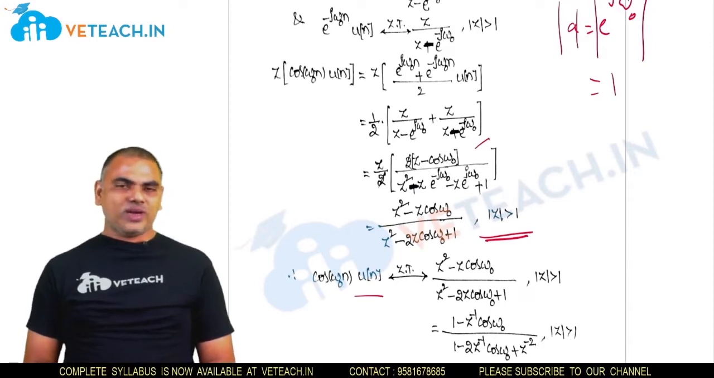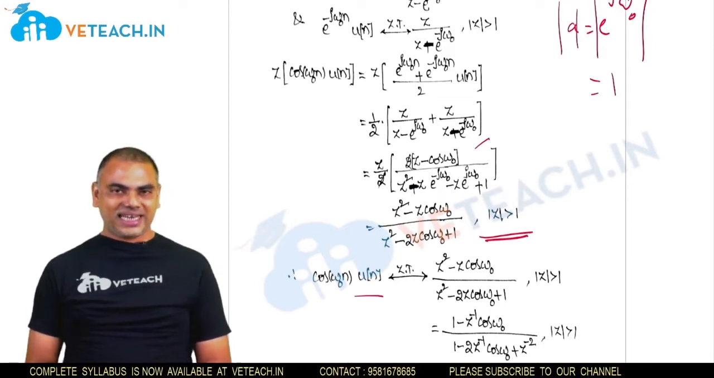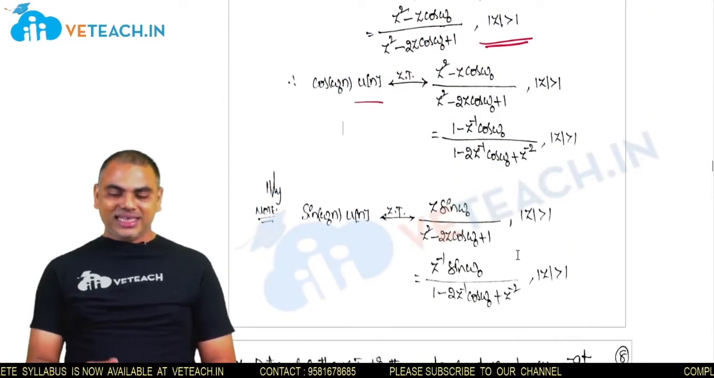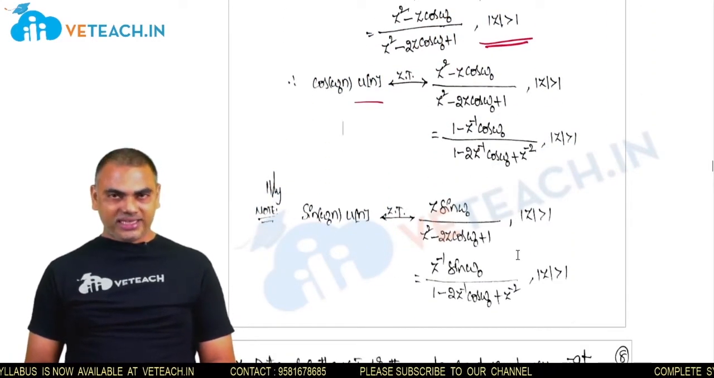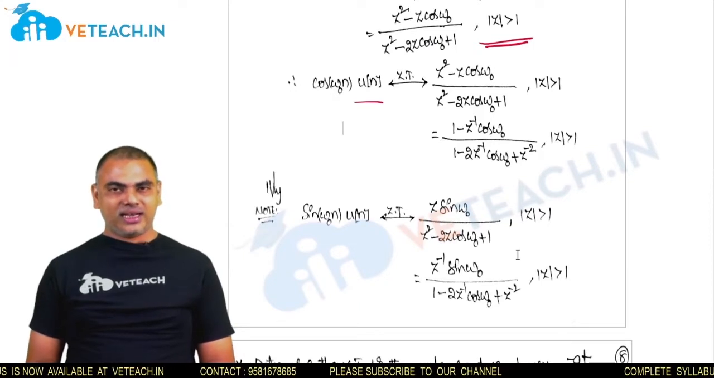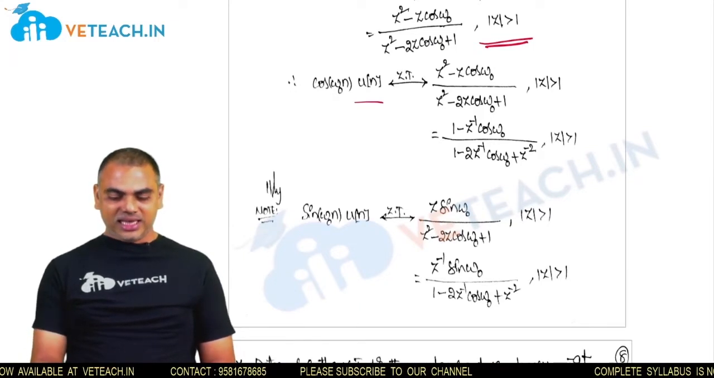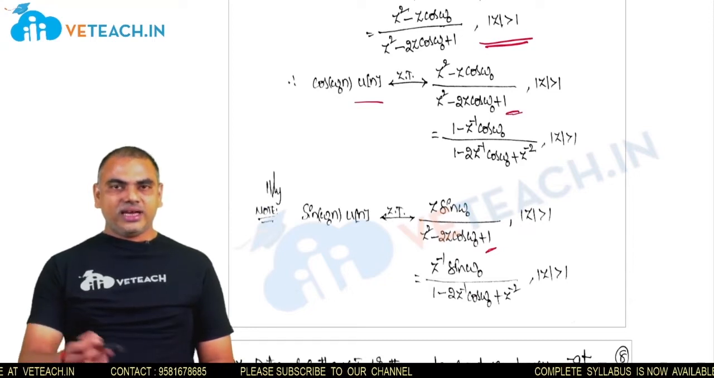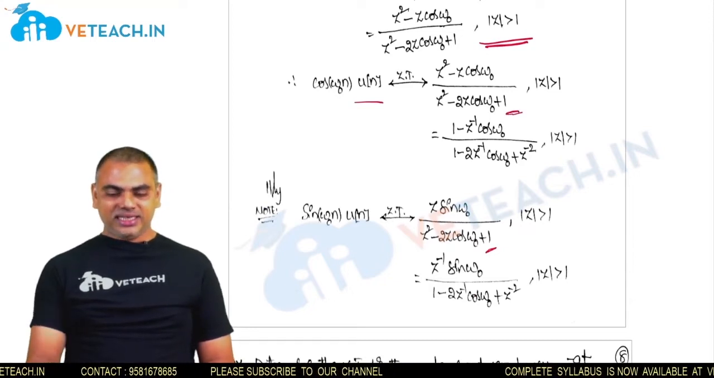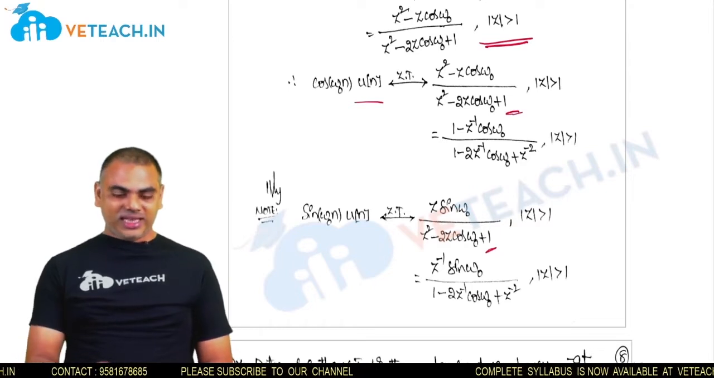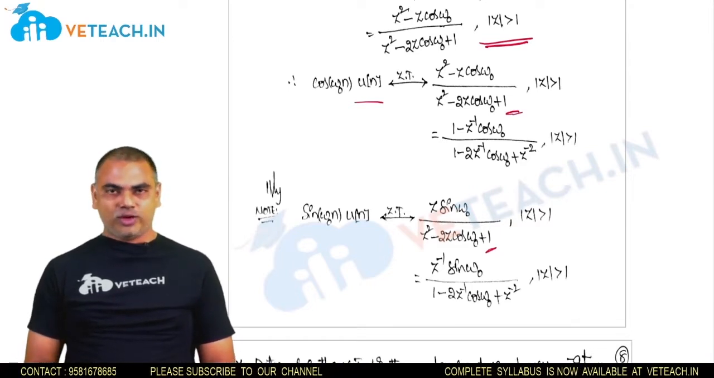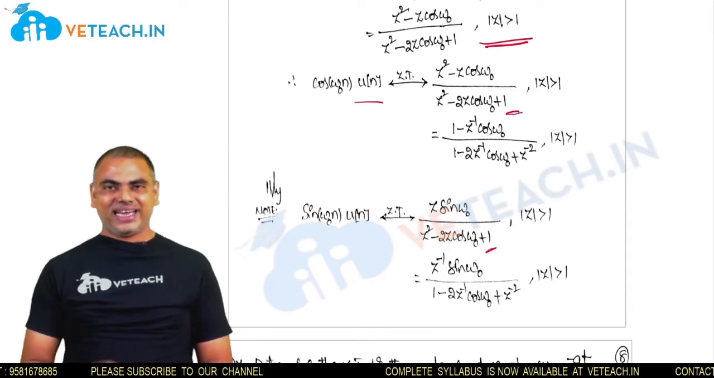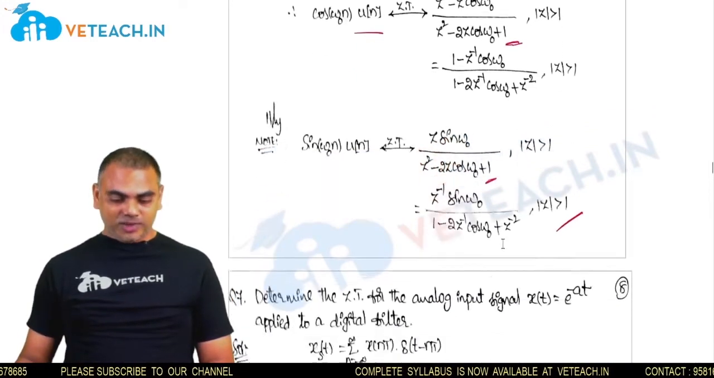Similarly, by taking Euler's identity, we can get the Z transform of sin omega naught n u of n as z into sin omega naught by z square minus 2z cos omega naught plus 1. See here in this case the denominator is same. For the cos we need z square minus z cos omega naught. For the sine we have z into sin omega naught, and in both cases the ROC is mod z greater than 1. Now come to the next problem.